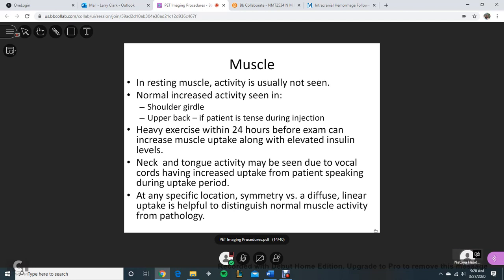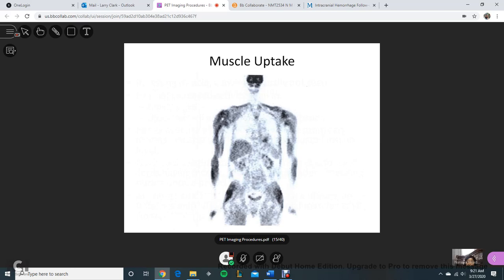Like if there's uptake in the shoulder girdle, it should be on both shoulder girdles, not on one. Does it make sense? Right. Yes. It should be on both. Let's say this wasn't here and it was only here, then you would have to suspect something. You see what I'm saying? Okay.